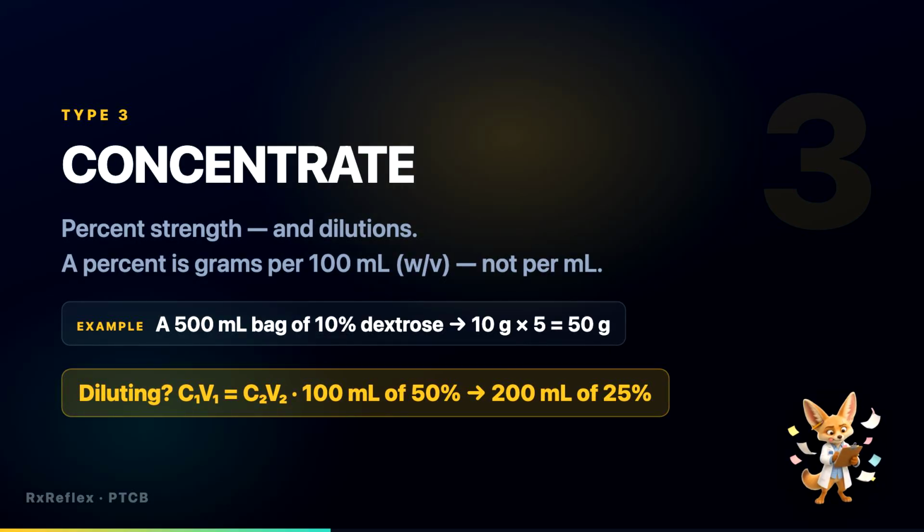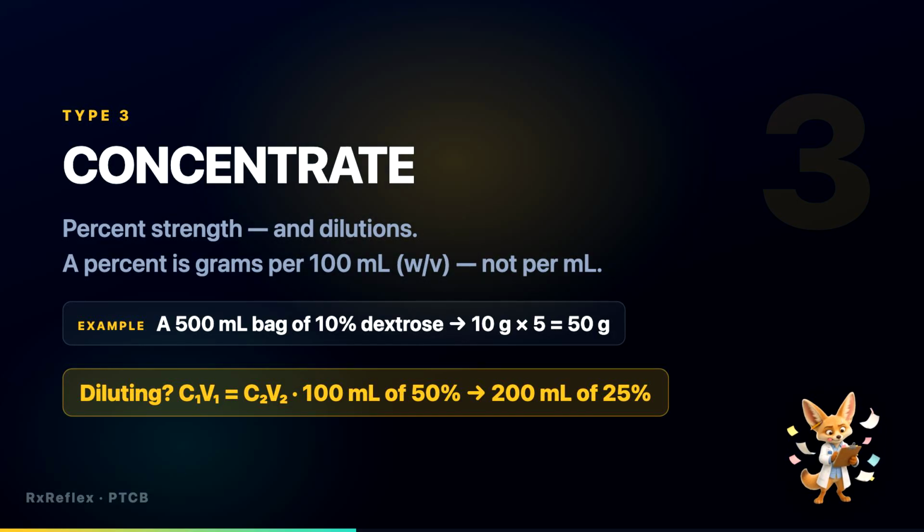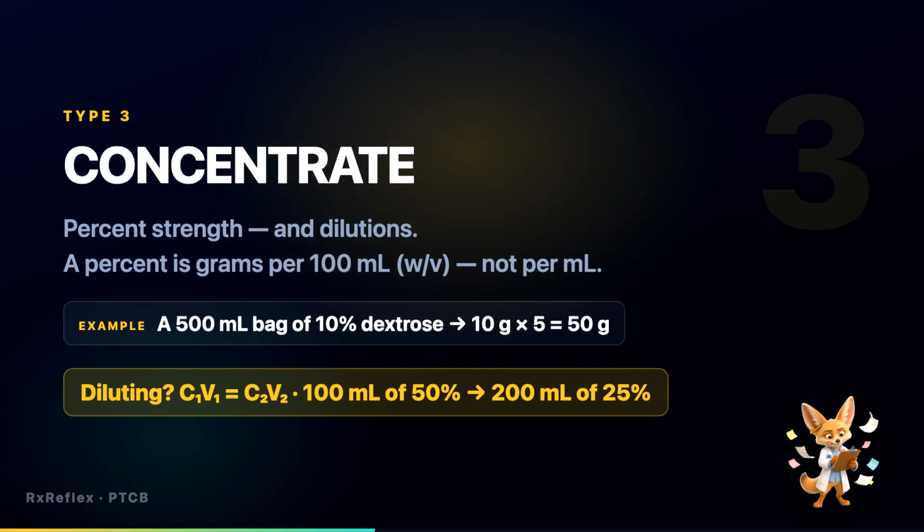Dilutions live on this same slide. When you dilute, use C₁V₁ equals C₂V₂. Take 100 milliliters of a 50% solution and dilute it to 25%. 50 times 100 equals 25 times V2. So V2 is 200 milliliters. Strength down, volume up.